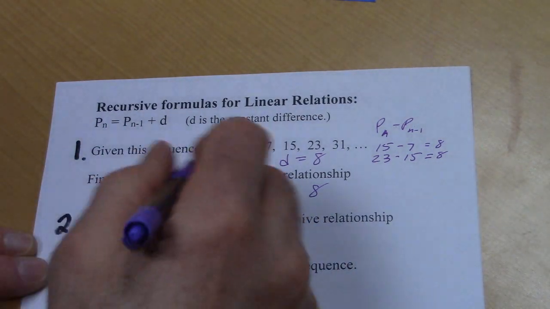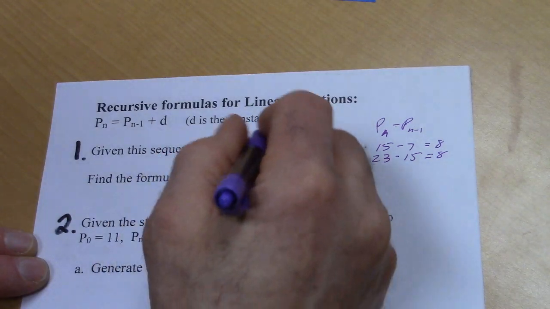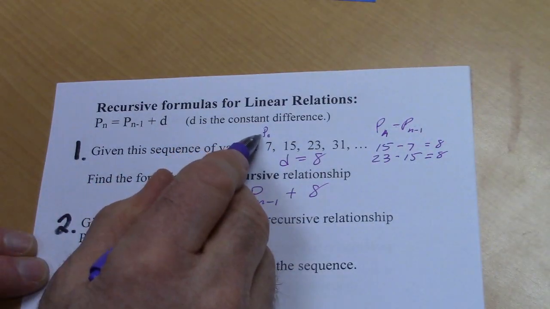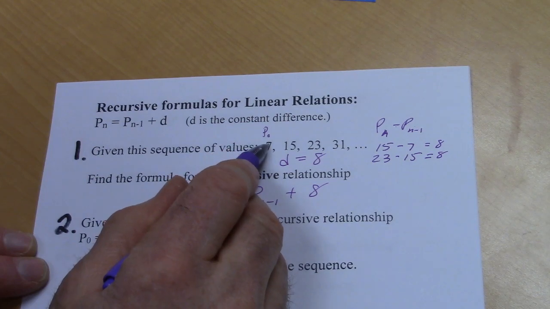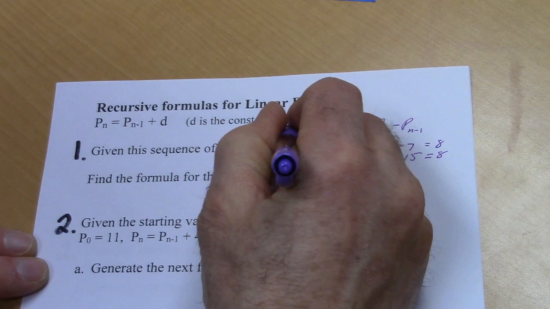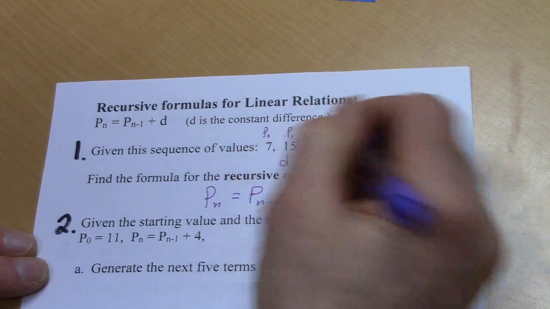You might note that this is p sub 0, typically called p sub 0. Some sequences say this is p sub 1, so some start with a 0 and some start with a 1, but we start with 0. This would be p sub 1, p sub 2, and so on.